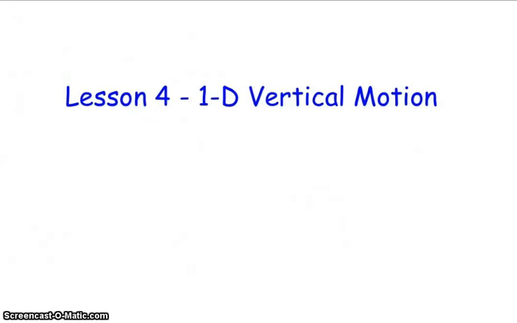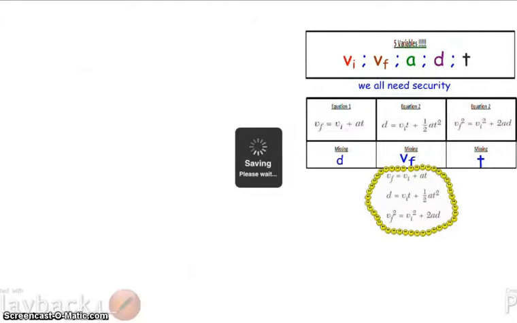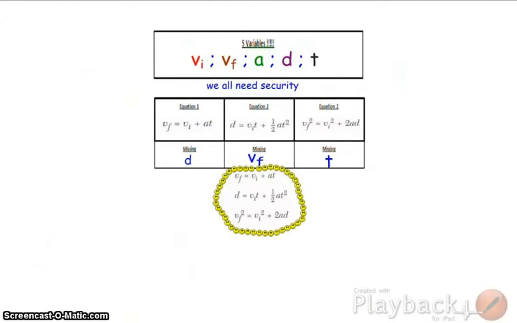This video is about one-dimensional motion in the vertical direction. So rather than going down the road, we're now going up in the air or falling through the air. Now this is very similar to one-dimensional horizontal motion.